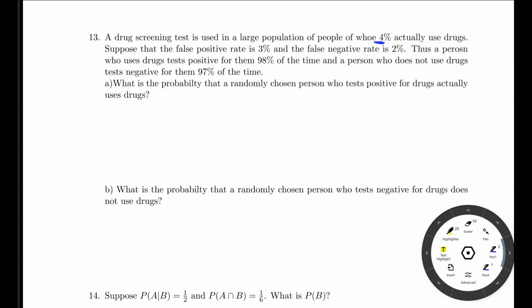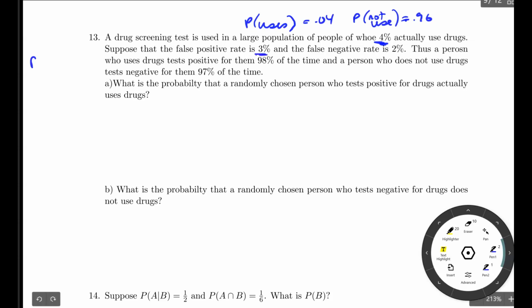Okay, so population drug screening: 4% of the people actually use drugs. So the probability of uses is 0.04. That means the probability of doesn't use is 0.96. Now, the probability of a false positive is 0.03, and the probability of a false negative is 0.02. Okay, and what else do we have?